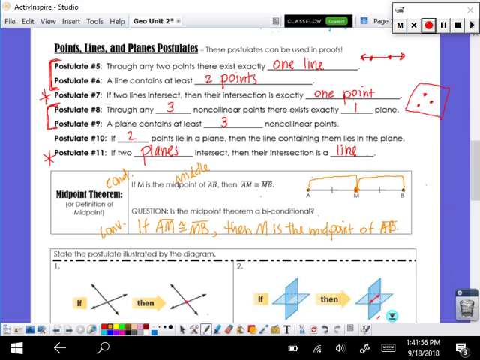So I know this first statement is true. So we need to see, is the converse true? If AM, right here, is equal to MB, then M is the midpoint. Yes, that is true. So my original conditional and my converse are both true. So yes, we can write the biconditional of the midpoint theorem. You can read that forwards or backwards. So that's just a fun fact, something cool to think about.